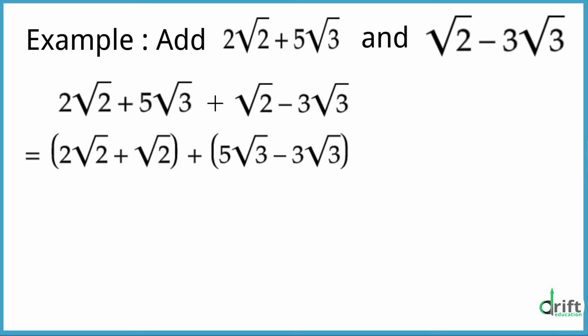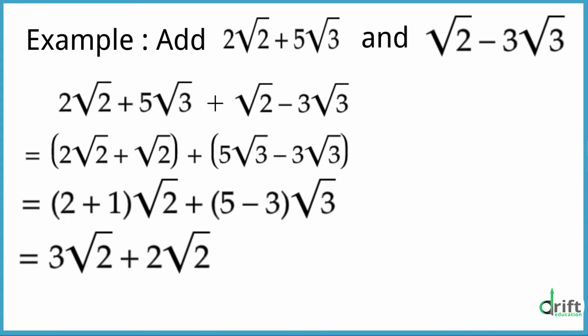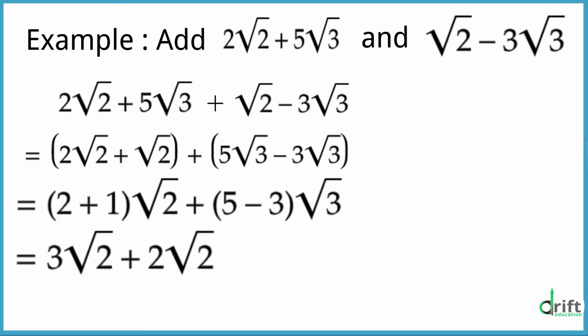Here we can see 2 root 2 plus root 2 is grouped and 5 root 3 minus 3 root 3 is grouped, which gives us the result 3 root 2 plus 2 root 3. We can see how like irrational numbers are added together here.